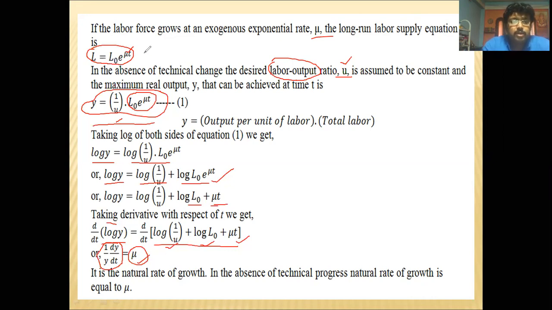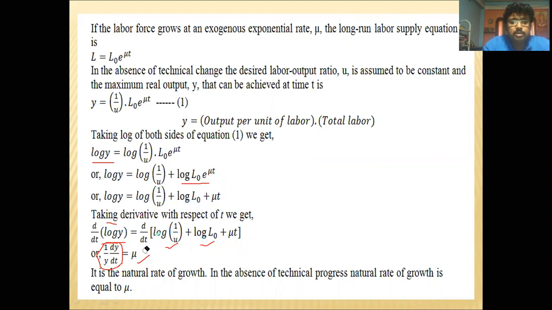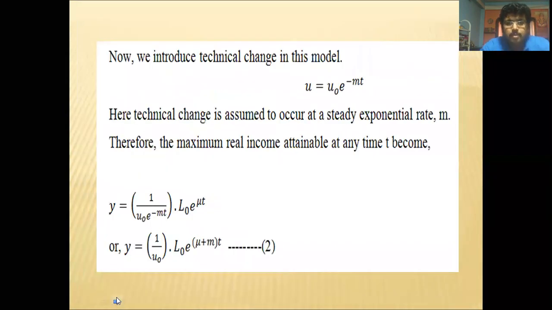So now in my next slide, I am erasing all this marking. Just a moment. So look now here.